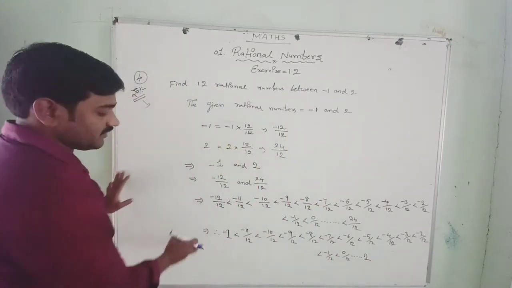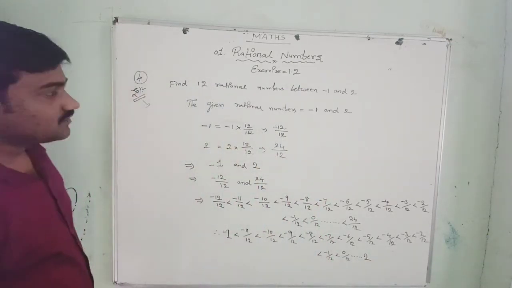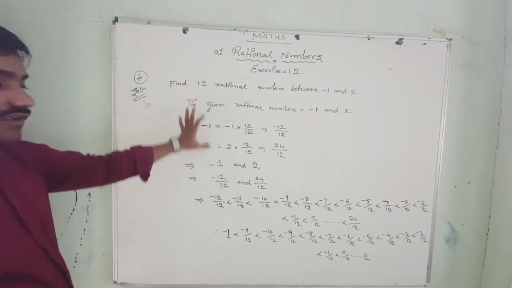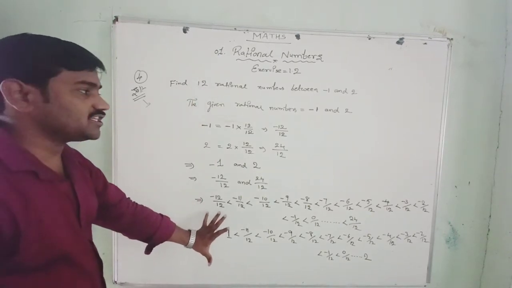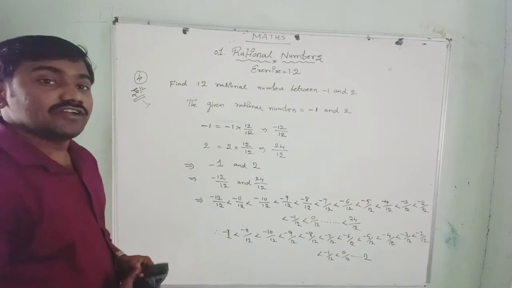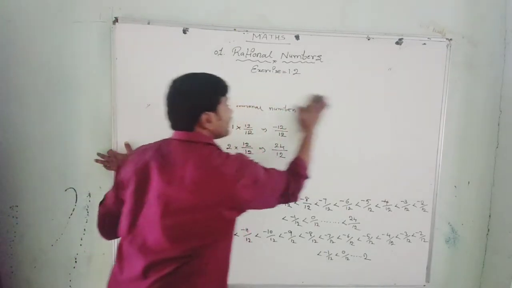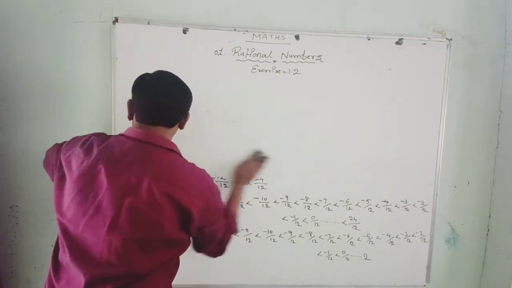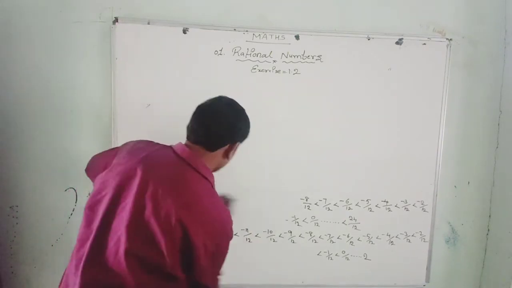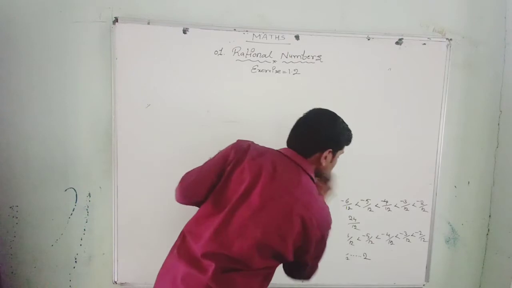Finished. We can not only write 12, we can write infinitely many rational numbers between given two rational numbers. Between given two rational numbers, we can write infinitely many rational numbers. గుర్తుంచుకోండి.